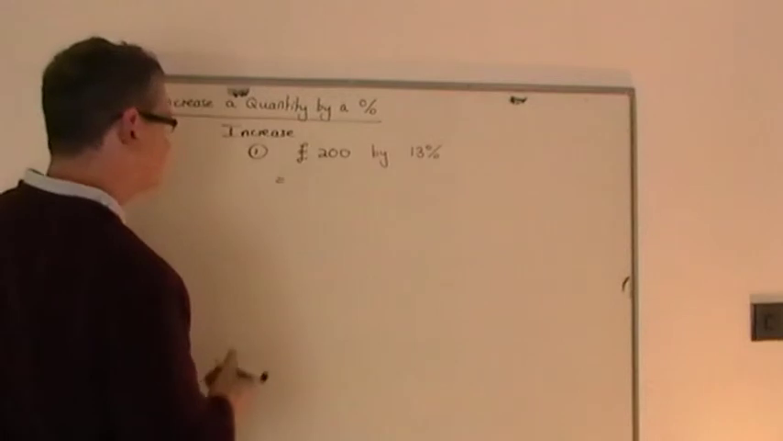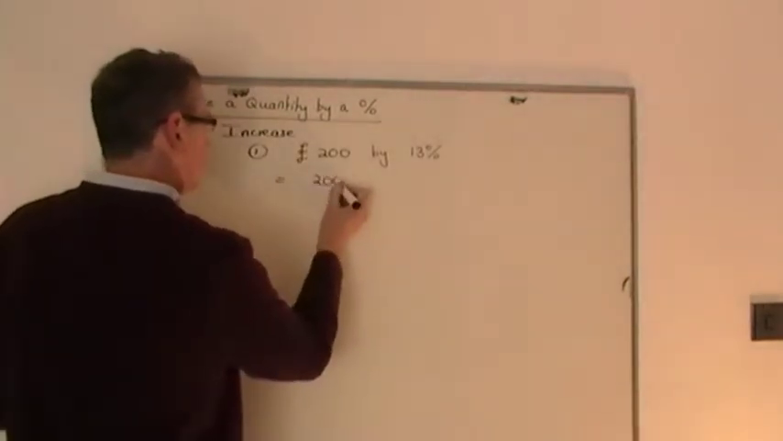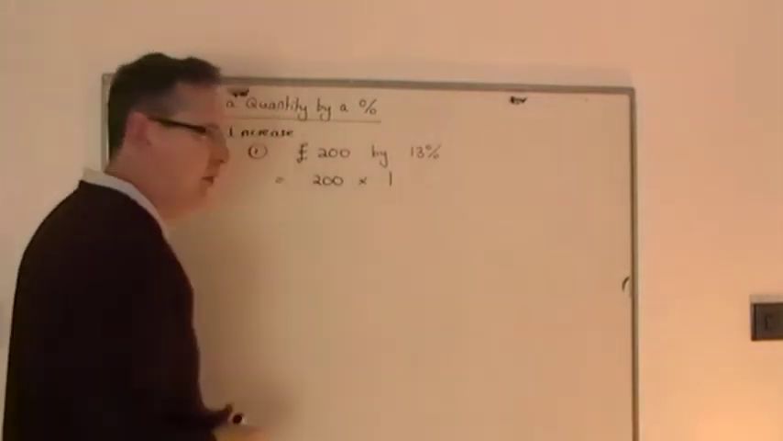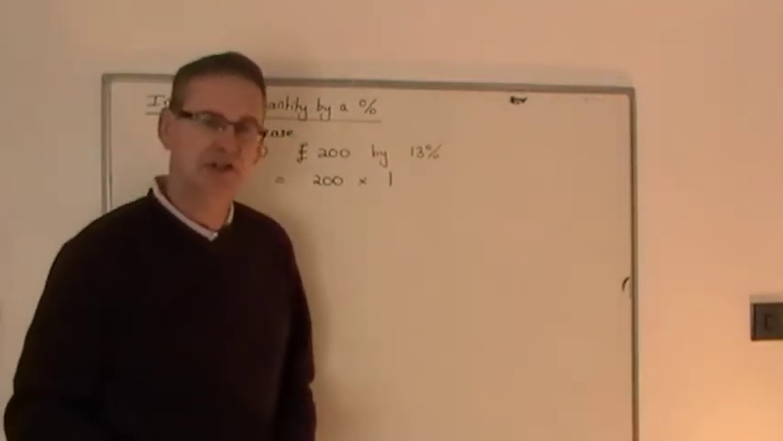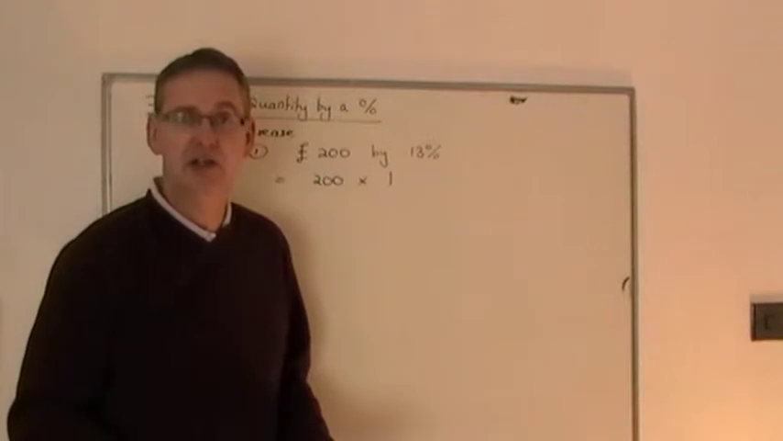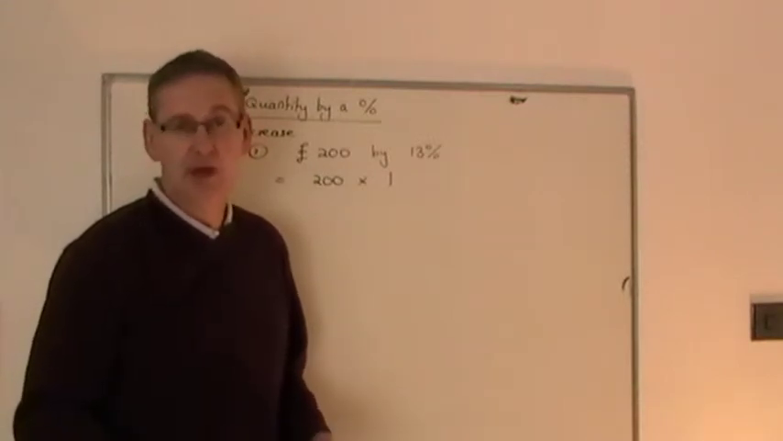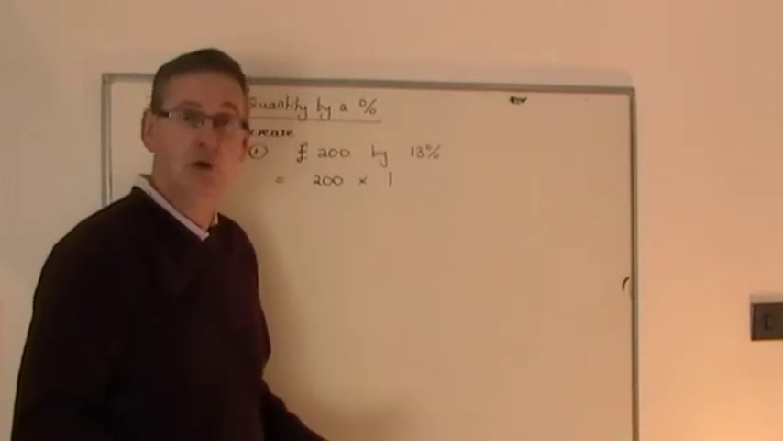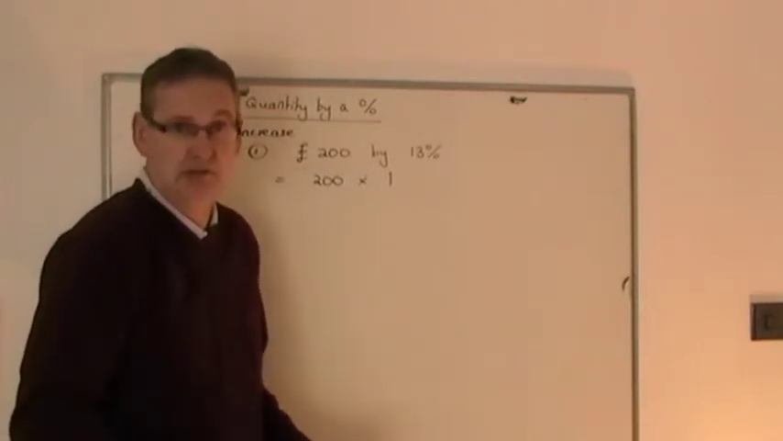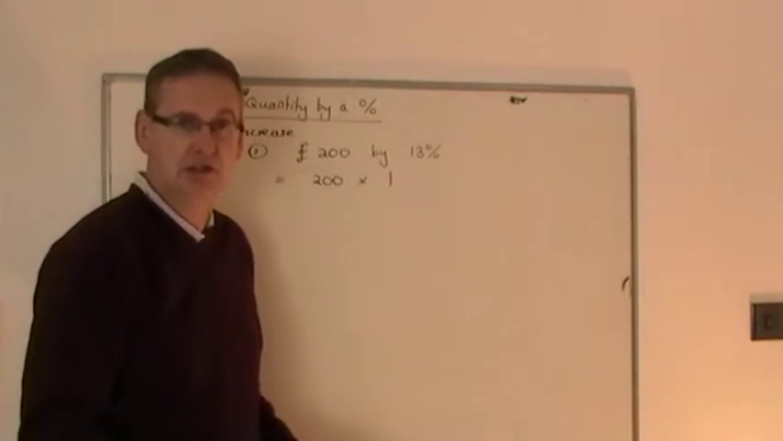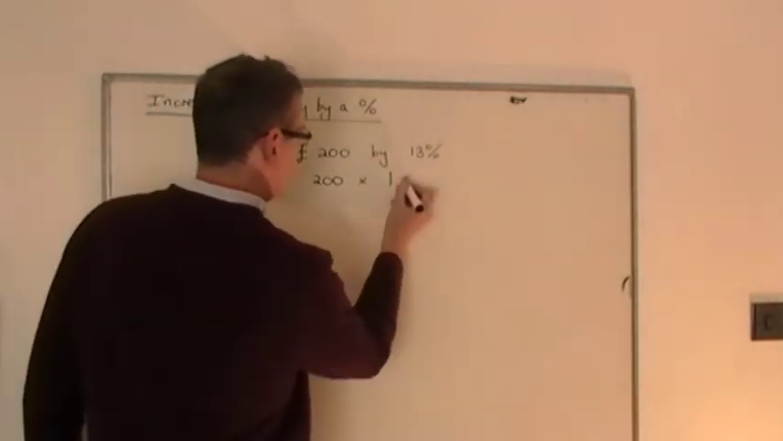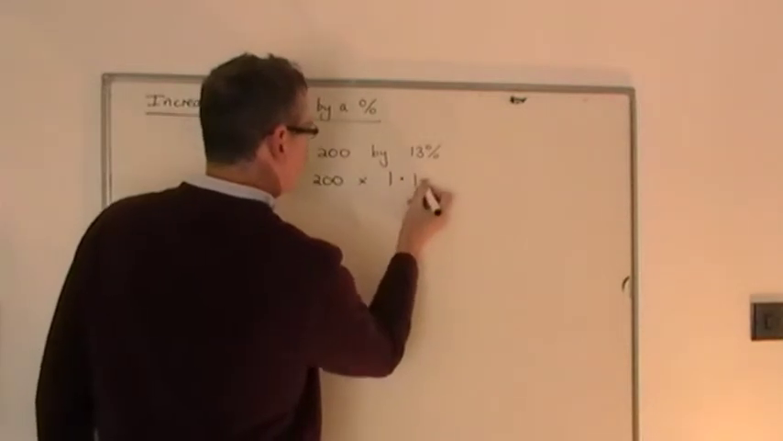It's equal to, you take the £200 and multiply it by something. Now if I multiply it by 1, it stays exactly the same. It doesn't change, so it doesn't increase by anything. So if you like, times it by 1, or 1.00, gives you a 0% increase because it doesn't increase. I want to increase by 13%. You simply multiply by 1.13.